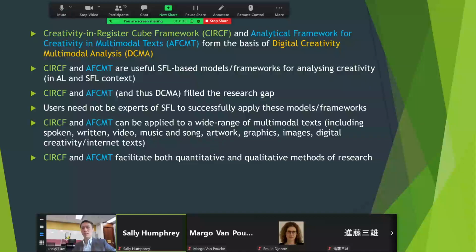If you remember all the examples I've gone through, you need not know anything about SFL or be an expert of SFL, but you can still apply these models, which is why it's very flexible and can be used by many people. And you can all use that to analyze different art as well. Then the next point is that it can be applied to a wide range of multimodal texts. As you can see, it can be applied to spoken, written, video, music, songs, artwork, graphics, images, digital creativity, or internet text. Finally, my final point would be it facilitates both quantitative and qualitative methods of research.